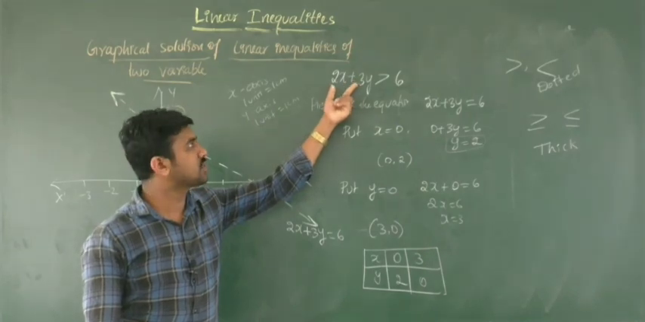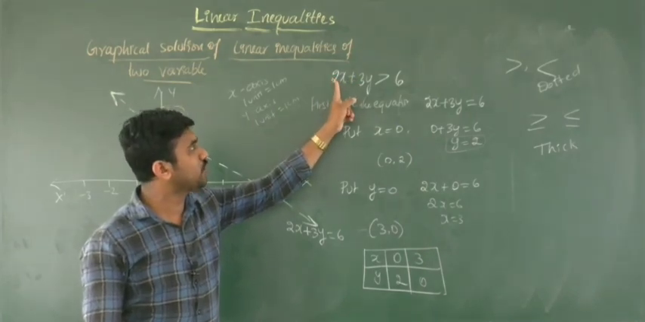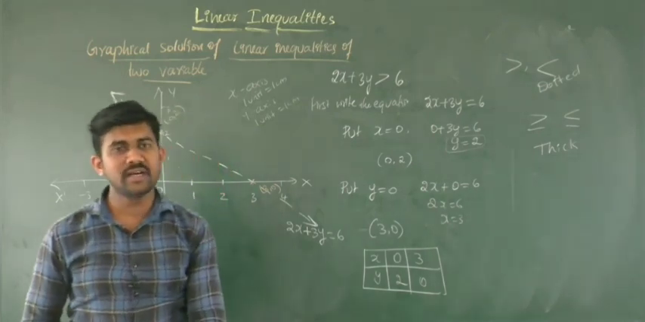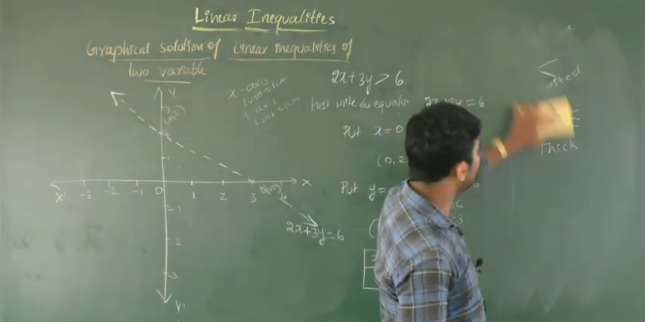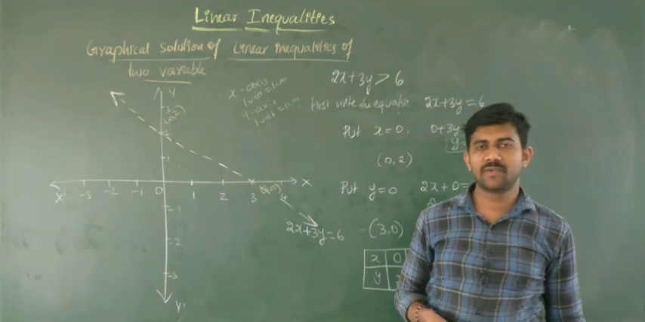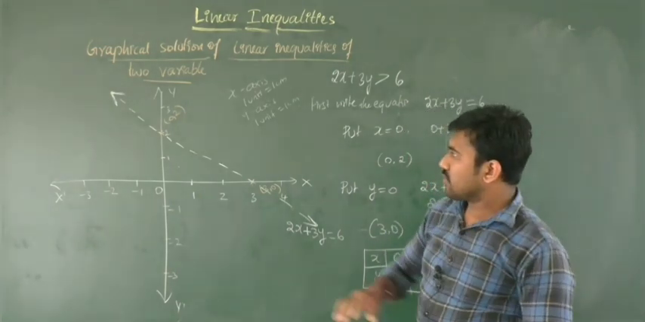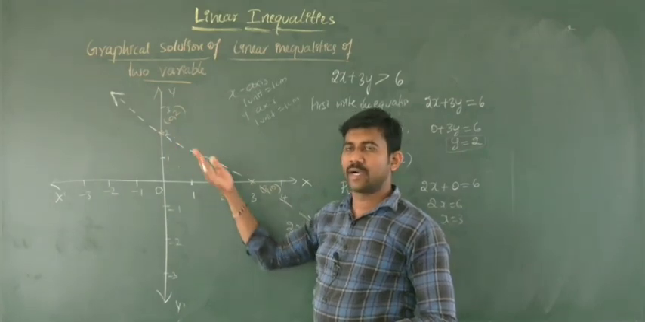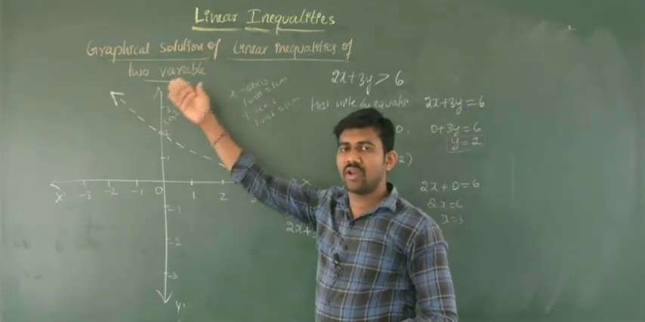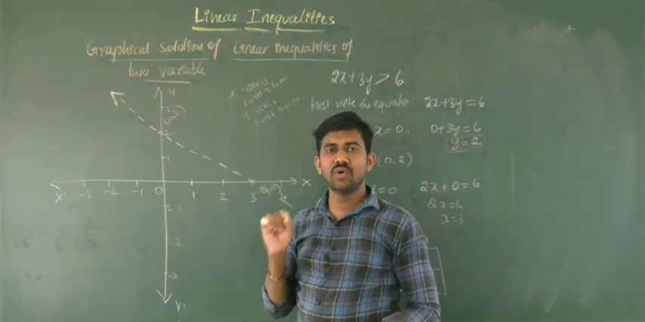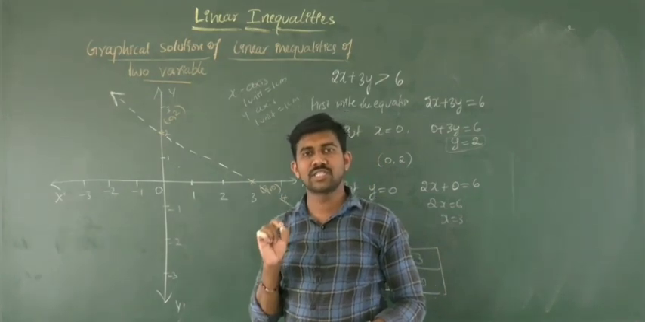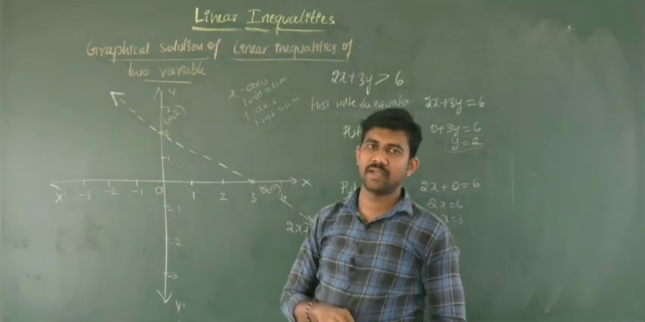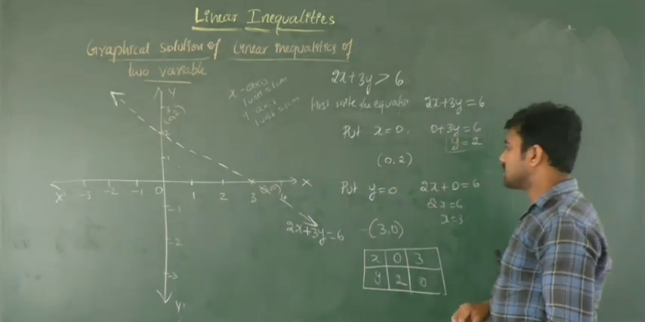The graphical solution of the linear inequality 2x plus 3y greater than 6. To find the graphical solution, or solution region, you can observe that this line divides the plane into two parts, the upper half plane and the lower half plane. So we will get the solution region either in the upper half plane or in the lower half plane. That is what we need to find here.